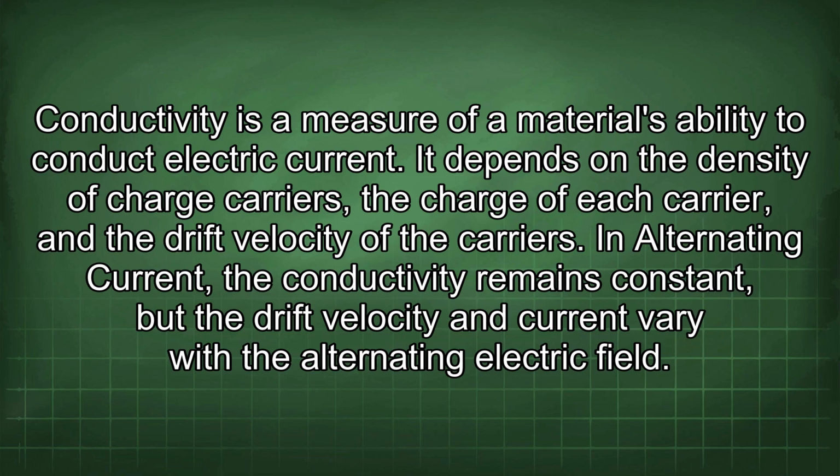Conductivity is a measure of a material's ability to conduct electric current. It depends on the density of charged carriers, the charge of each carrier, and the drift velocity of the carriers. In alternating current, the conductivity remains constant, but the drift velocity and current vary with the alternating electric field.